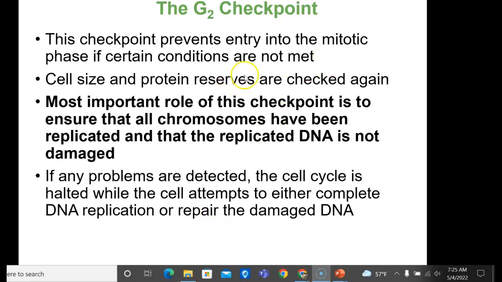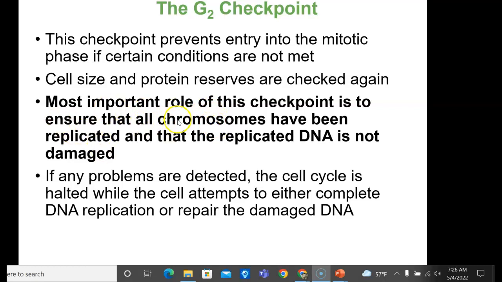At G2, we're going to look at the DNA that's been replicated there. Is it all in good shape? Are the chromosomes all exactly as they should be? So we have exact copies of the DNA. The cell can inhibit the G2 from going forward if there's some error.